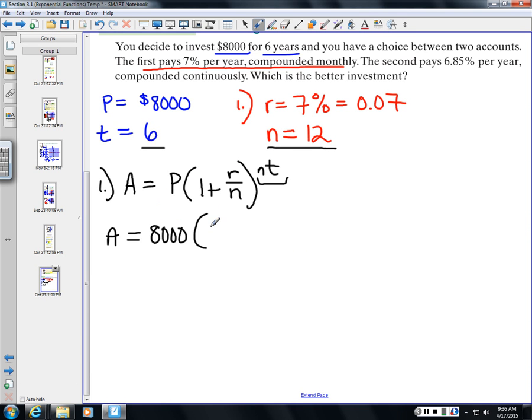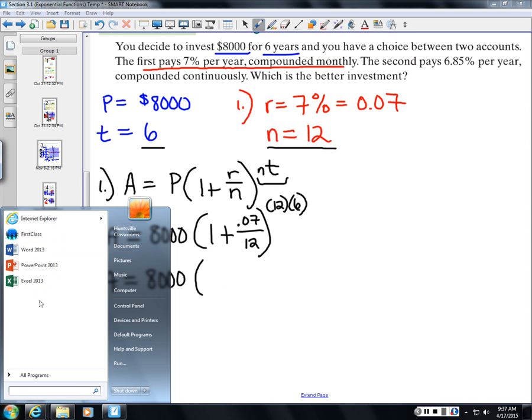In parentheses, I have 1 plus my rate, which is not 7, but 0.07 over n, which is 12. And I'm going to raise that to the n times t power, which is 12 times 6. So that's where it computes that for you. You have to follow your order of operations, which means I've got to do everything inside this parentheses first.